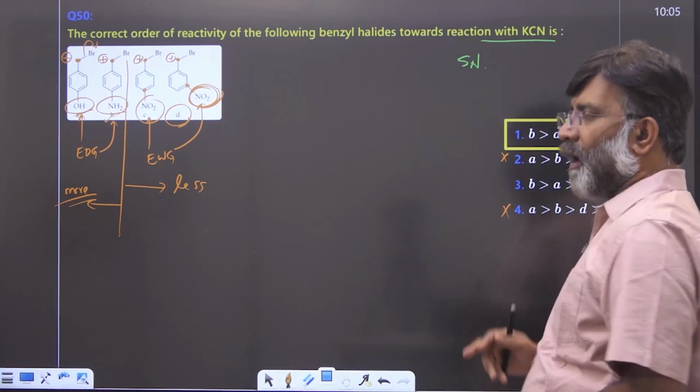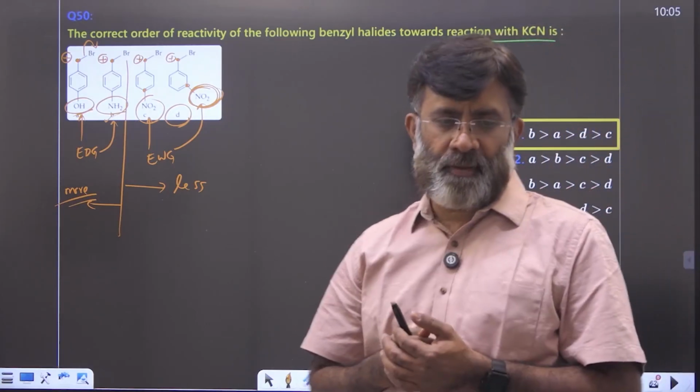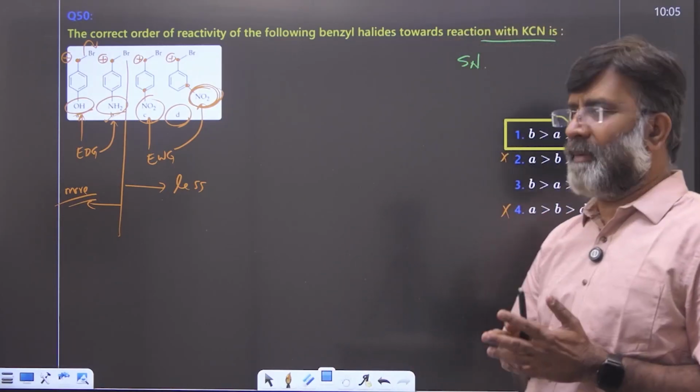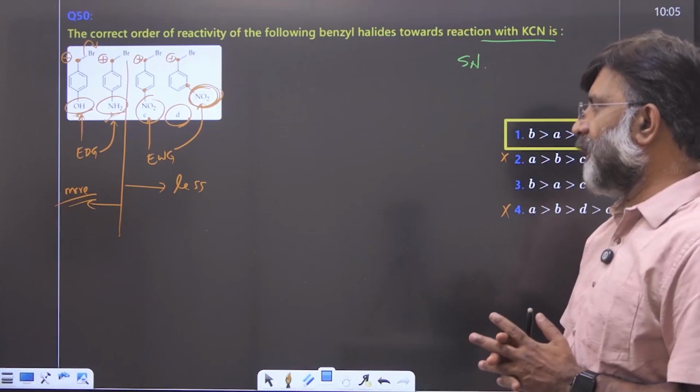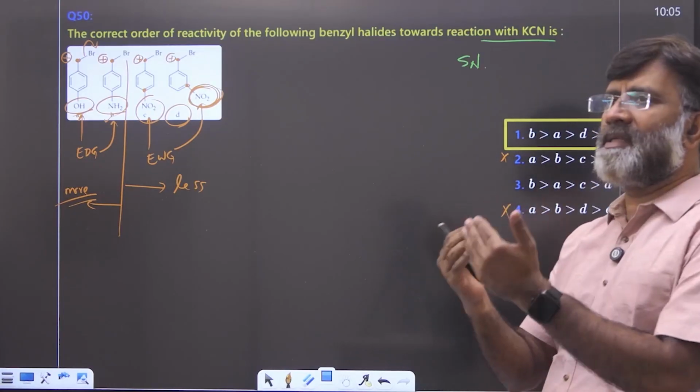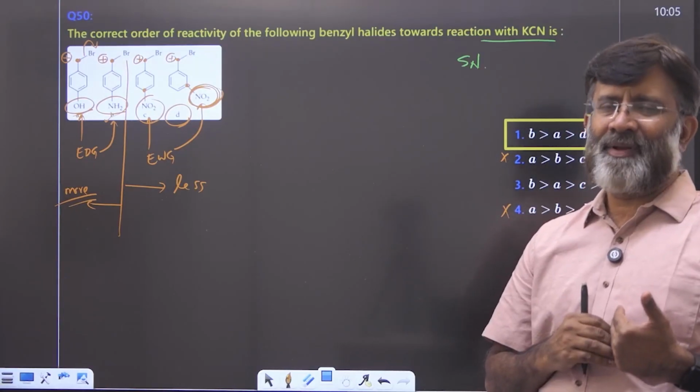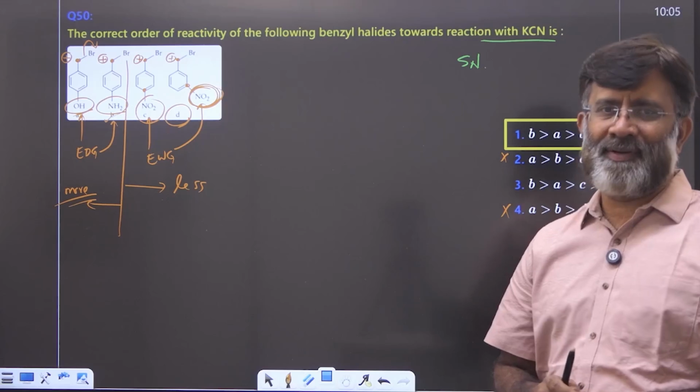Option A. Out of AB, B is maximum. After that, it is A. Out of CD, C is minimum, because C and D contain a nitro group.